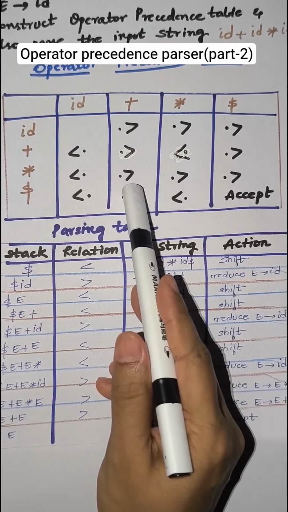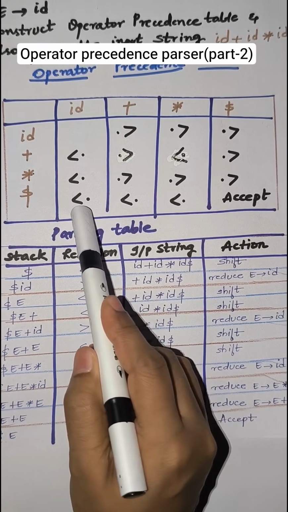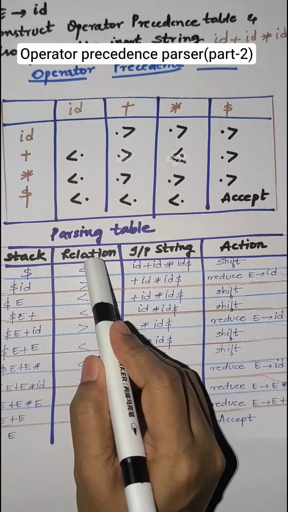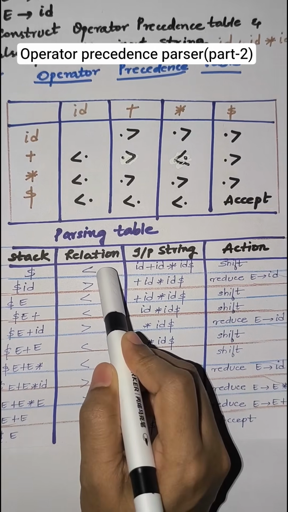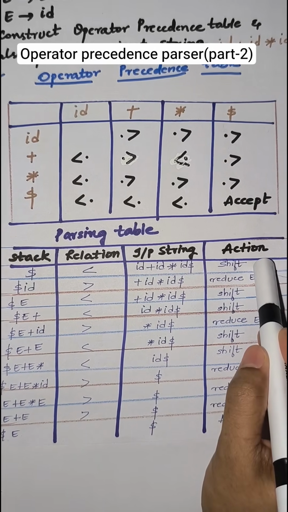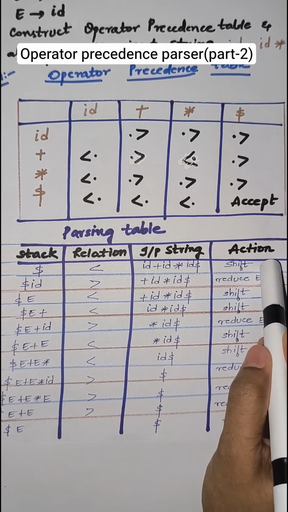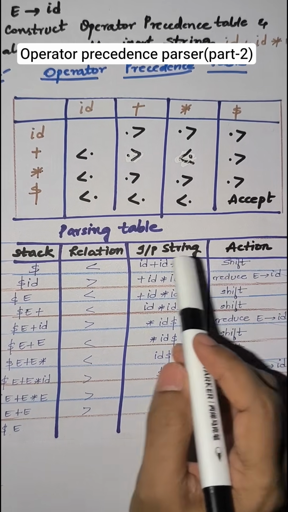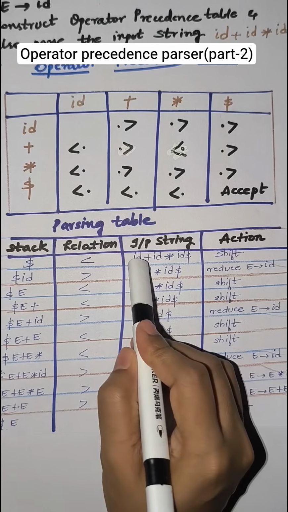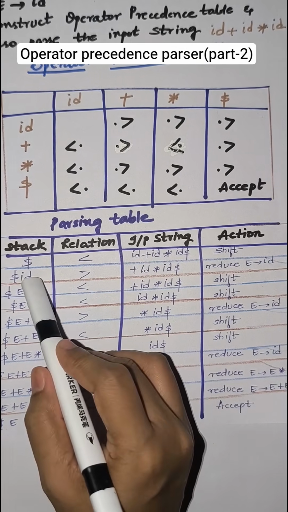From the operator precedence table, dollar and id has got lesser precedence, so write down less than symbol. And whenever there is less than symbol, perform shift action. Whenever there is greater than symbol, perform reduce operation. Less than symbol, perform shift. Greater than symbol, perform reduce. So shifting one symbol onto the stack, that is id.